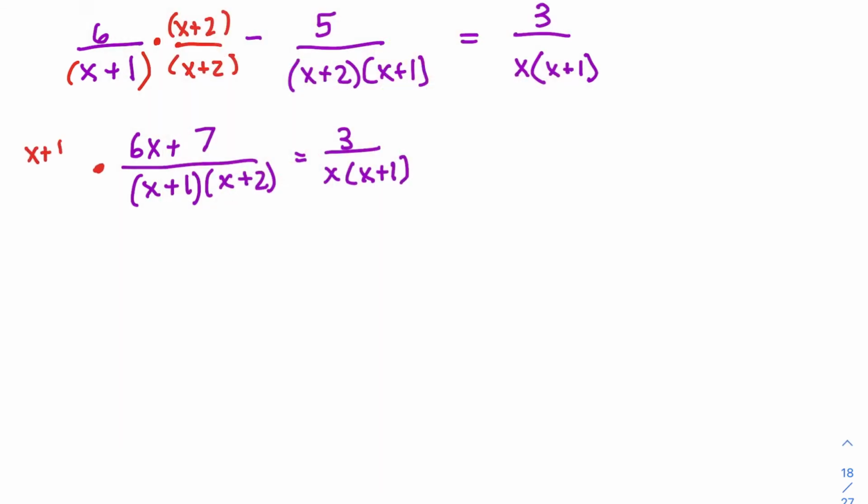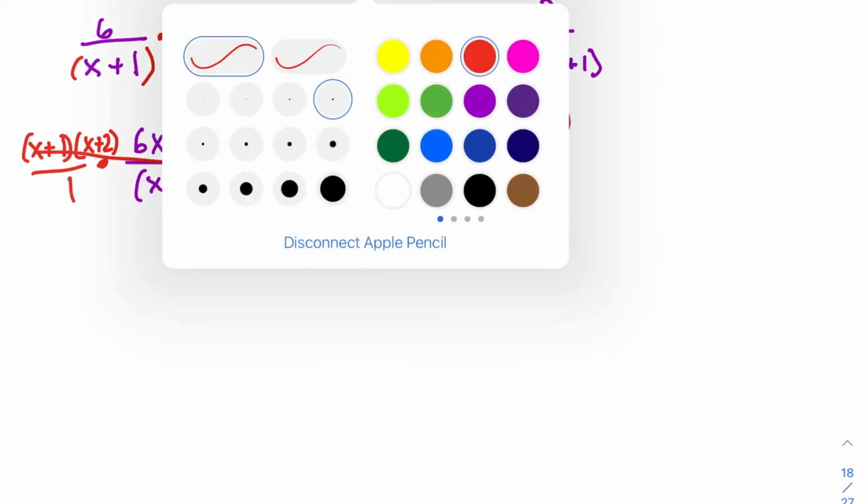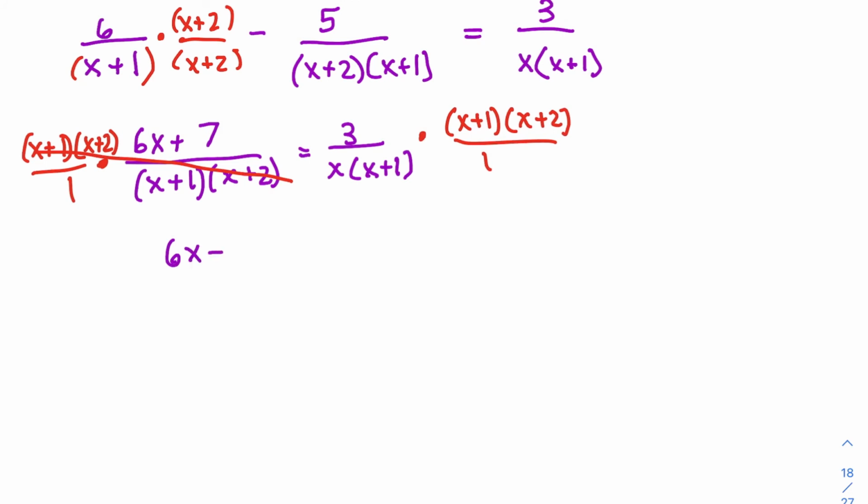Now, I have a whole bunch of variables in my denominator. I need to get them out, so I'm going to multiply by x plus 1 and x plus 2 on both sides of my equation. That'll undo my division, and they'll divide out to 1. So I'm going to have 6x plus 7 equals, if you look on the right-hand side, you actually really don't want to multiply everything together and distribute it, because you have a common factor of x plus 1 that you could go ahead and divide out.